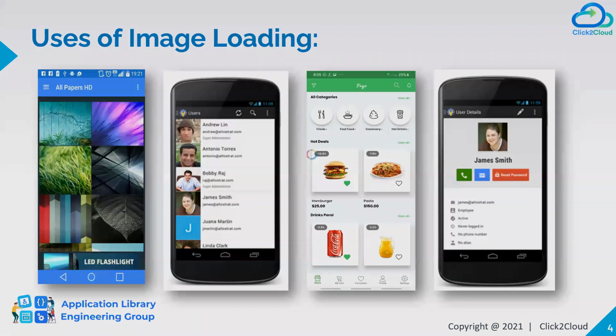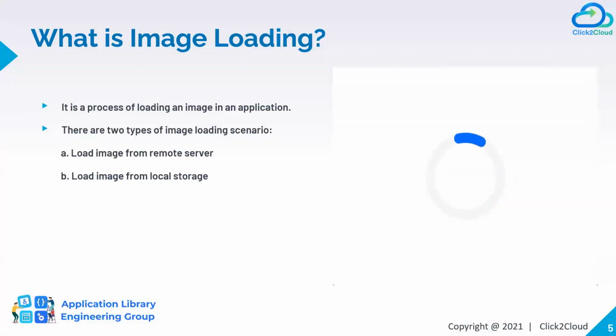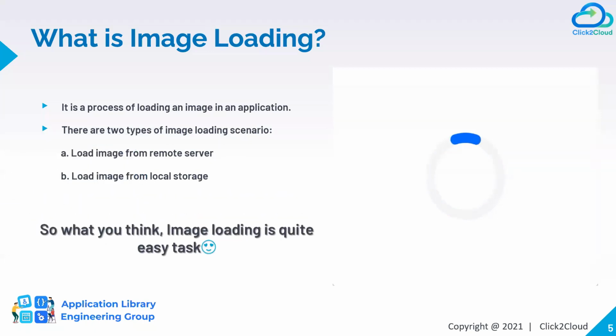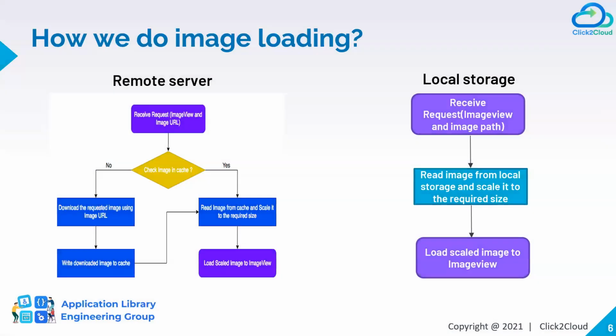So let's see the definition of image loading. Image loading is the process of loading an image in an application. There are two approaches to loading an image on the UI. The first one is loading an image from a remote server, and the second one is loading an image from local storage. So what do you think? Image loading is quite an easy task. Surprisingly, it can be quite challenging to efficiently load and display an image on Android. So let's see how we do image loading.